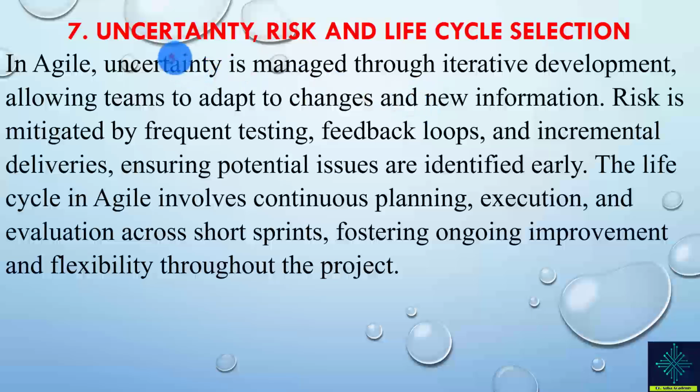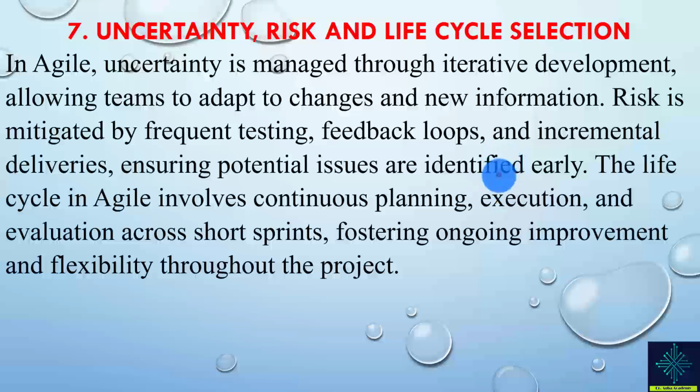Now we come to uncertainty, risk, and life cycle selection. Always when we work, we are in an environment of uncertainty, and we try to work as much as we can and live with this uncertainty, but at different levels. Uncertainty is managed through iterative development, allowing teams to adapt to changes and new information. Because risk is always associated with uncertainty, risks are mitigated by frequent testing, feedback loops, and incremental deliveries, ensuring potential issues are identified early.